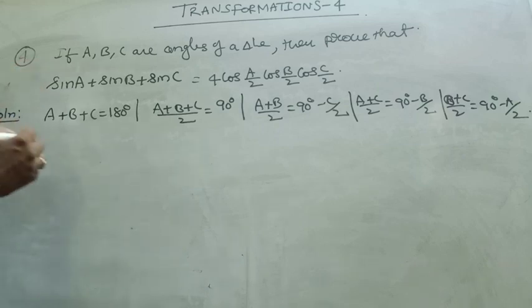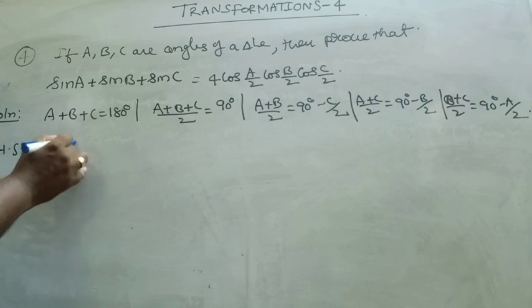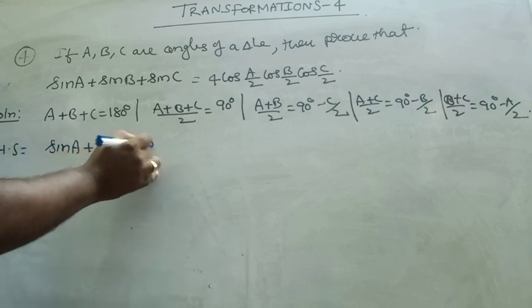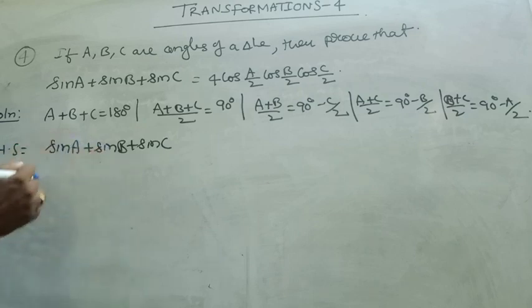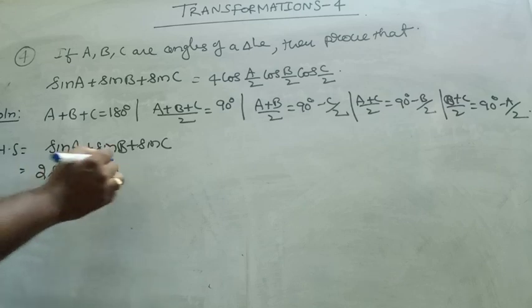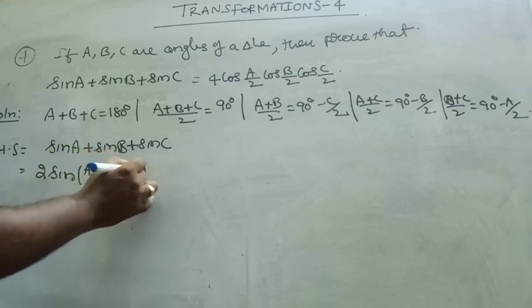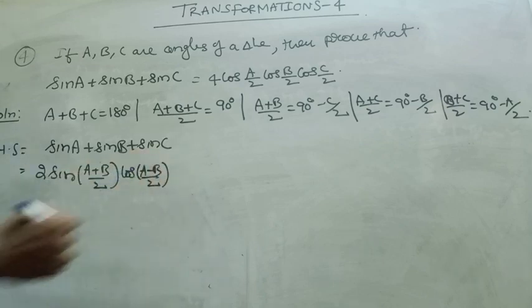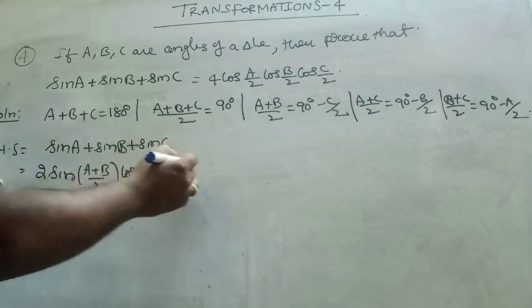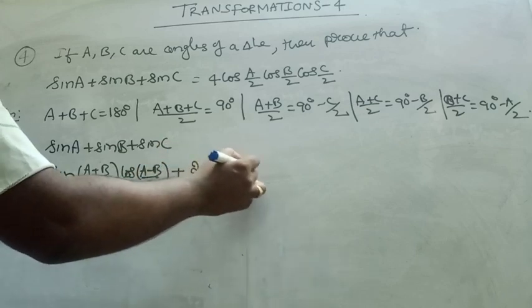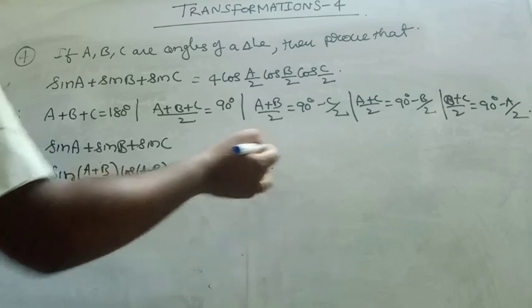Here we have sin A plus sin B plus sin C. If you take sin A plus sin B, that is 2 sin (A plus B)/2 cos (A minus B)/2, and sin C we can write as 2 sin C/2 cos C/2.